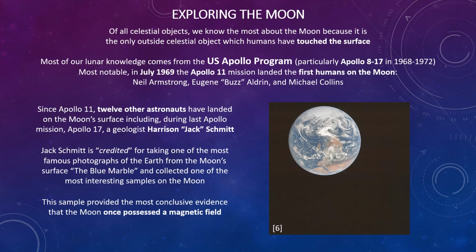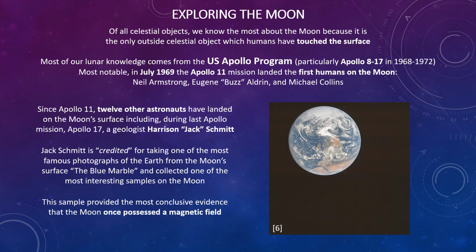Let's go explore the Moon. Of all of the celestial objects, we know the most about the moon because we have actually sent humans to touch the surface of it. Most of our lunar knowledge comes from the US Apollo program, which ran through the 60s and the 70s. But in particular, we got a lot of knowledge from the Apollo 8 through 17 missions, which ran from 1968 to 1972. The most notable of all of these is the Apollo 11 mission, which was the first mission to land humans on the moon.